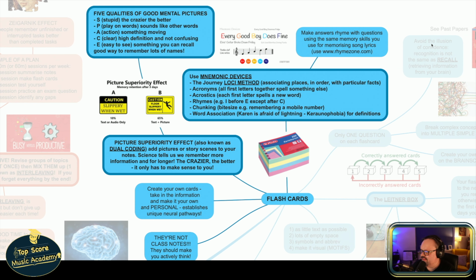Okay, so the next thing then is using mnemonic devices. I'm sure you guys have come across some of these before. Memory aids, I suppose, is another way of thinking of them.